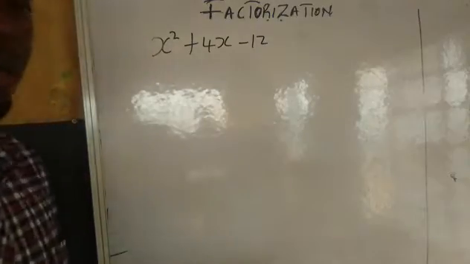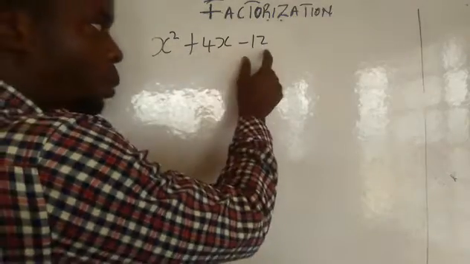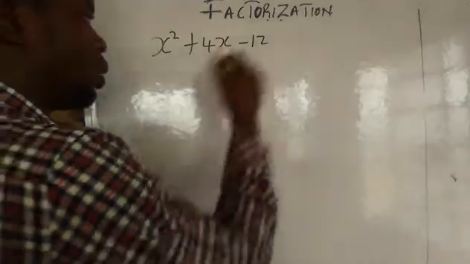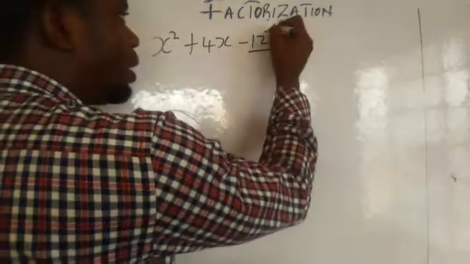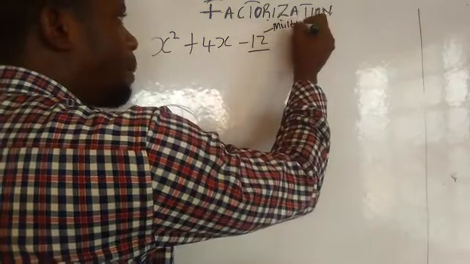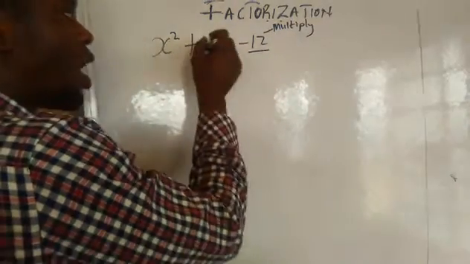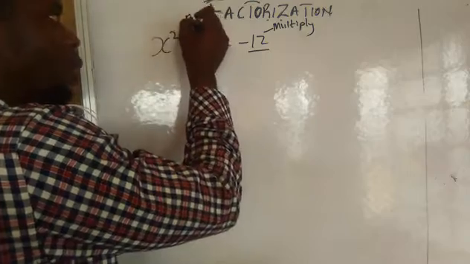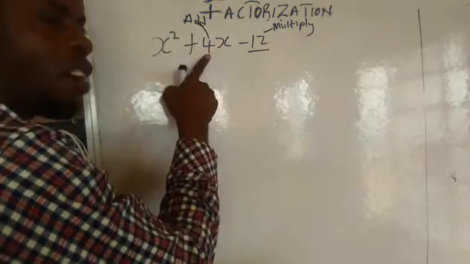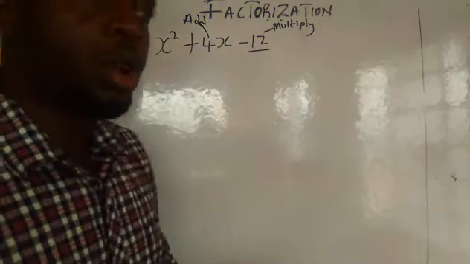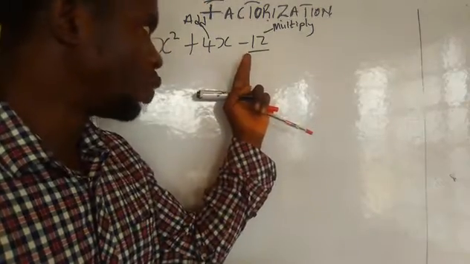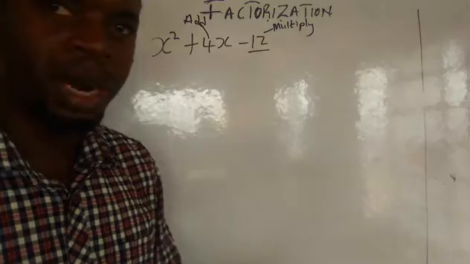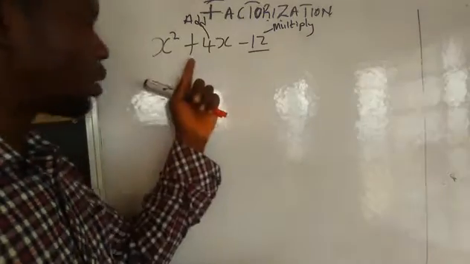So when you want to solve this kind of question, look for the one number that does not have x, which is this. So this is minus 12. Then you look for two numbers that when you multiply, you're going to have minus 12. And when you add the two numbers, you're going to have plus 4. I take it again. Look for two numbers that when you multiply, you're going to have minus 12, and when you add the two numbers, you're going to have plus 4.